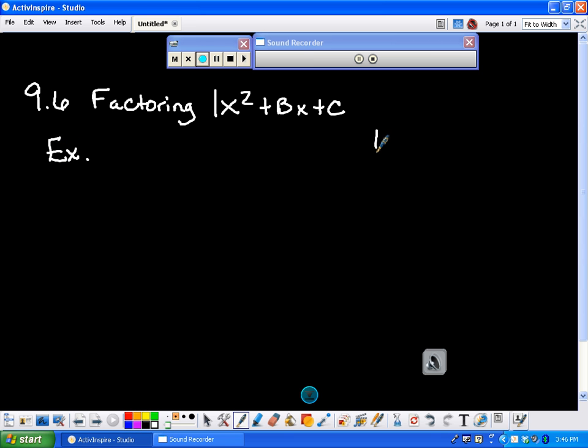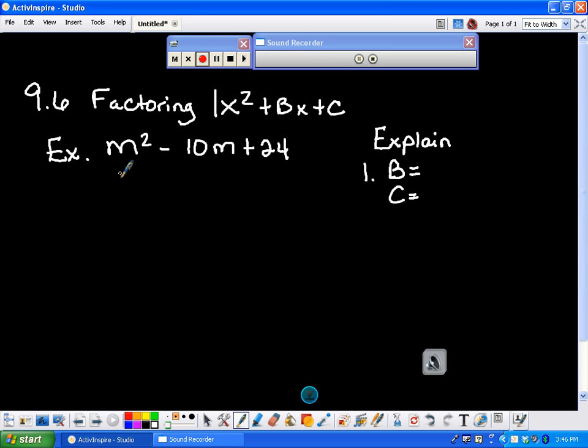And over here I'm going to explain in shorthand terms. Let's say that we have a problem like m squared minus 10m plus 24. So we've written out our problem. The very first thing you need to do is determine what b equals and what c equals. Over here, b equals negative 10 and c equals 24.